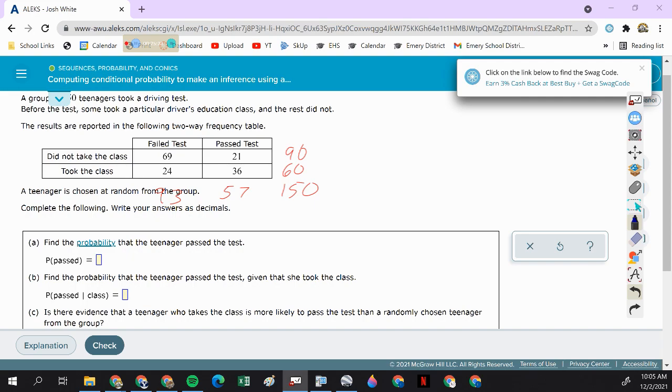So we randomly pick a person and they pass the test. That would be all of the past test people, which is 57 over 150. What is the probability that the person passed the test given that they took the class? 36 out of 60. We're only allowed to look at the took the class row. Okay. Does it appear that taking the class helped you pass the test?